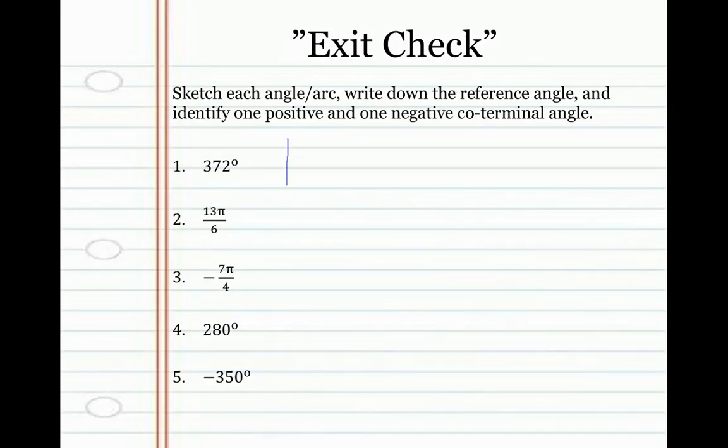So I'm going to sketch this. Let's see. So I'm going to start right here. And I'm going to go 372 degrees. So I'm going to be going around the circle and then a little bit more, right? So that was pretty good. This is 372 degrees, that whole way around. That's how I'm going to sketch it.